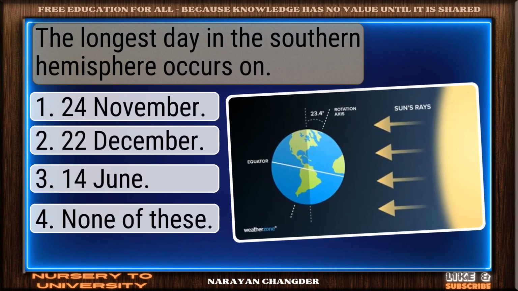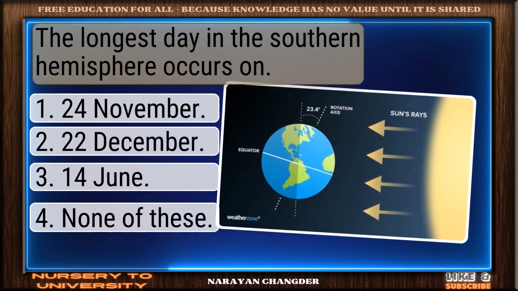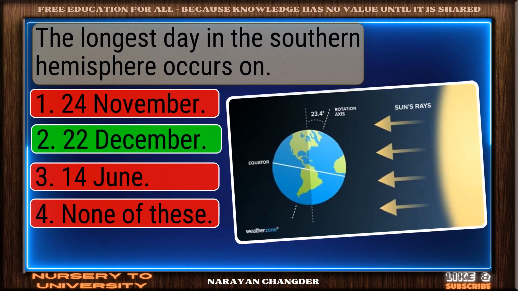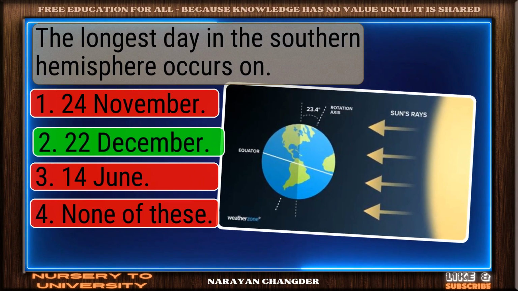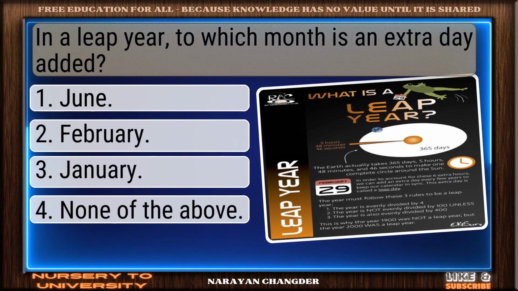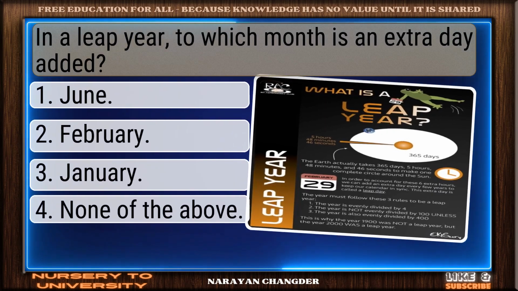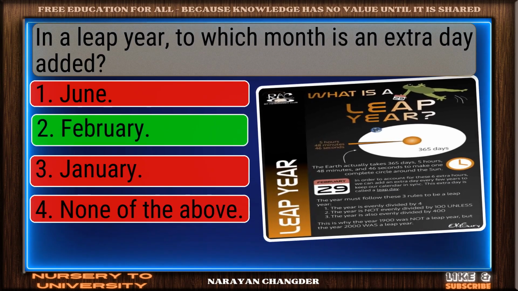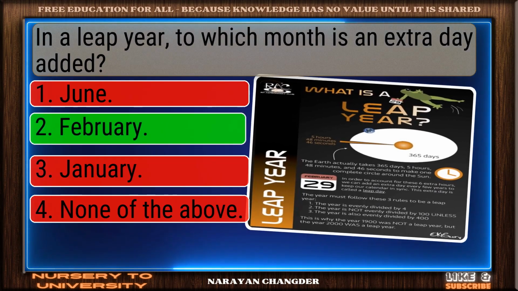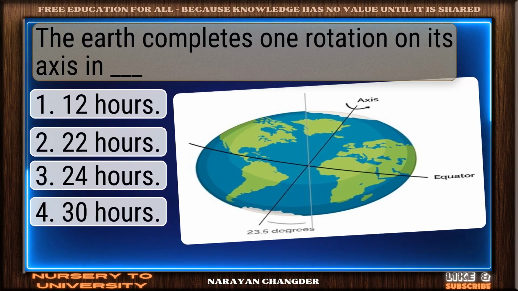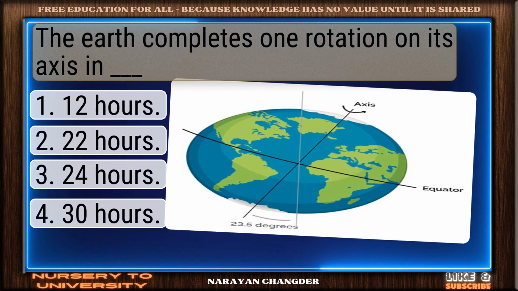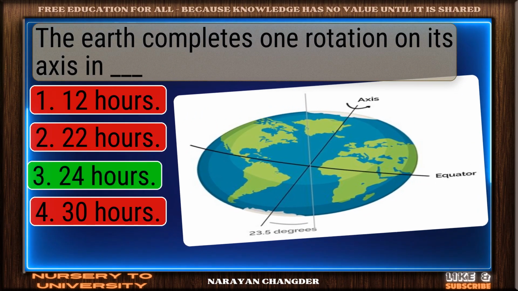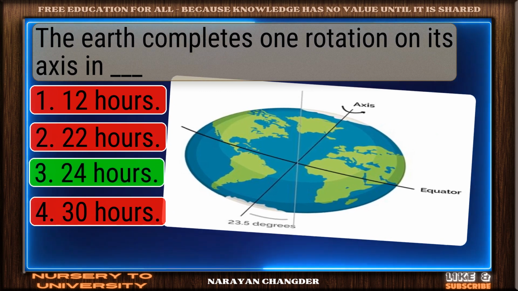The longest day in the Southern Hemisphere occurs on. Perfect. 22 December is the correct choice. In a leap year, to which month is an extra day added? Excellent choice. February is the right answer. The Earth completes one rotation on its axis in dash. Nice work. You chose 24 hours and it is correct.